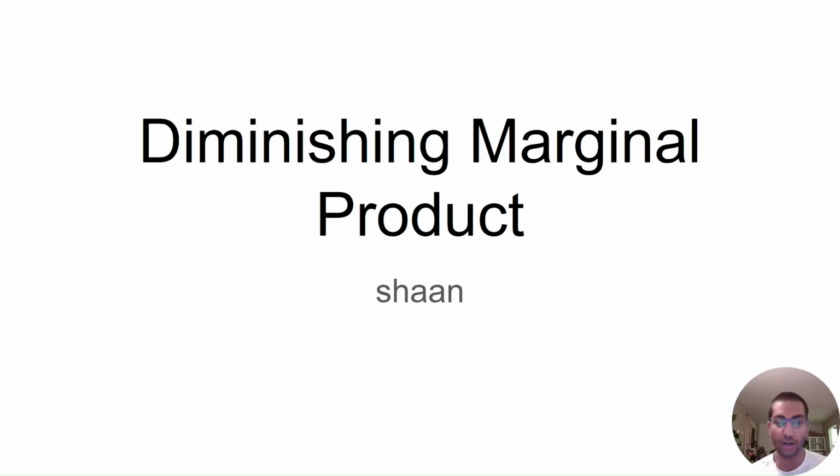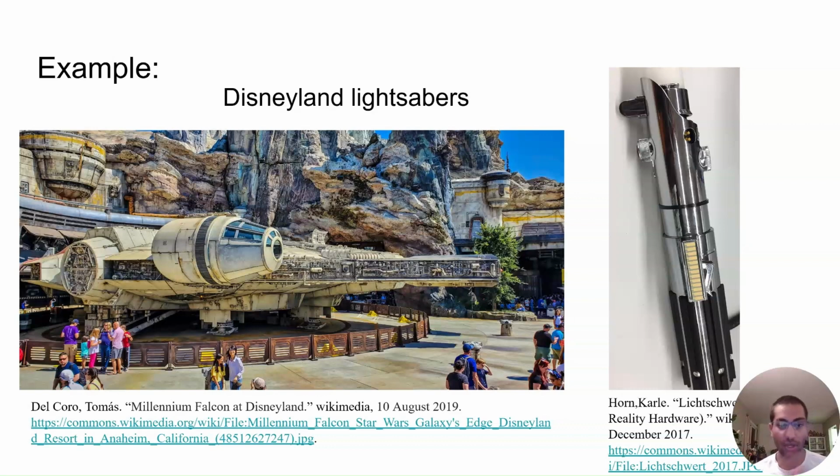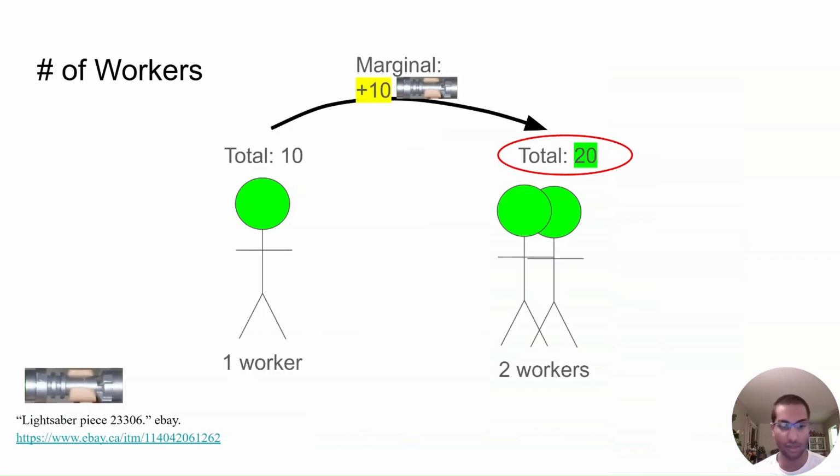Hi, my name is Sean, and today we're going to be talking about diminishing marginal product. So we're going to head straight into our example, lightsabers you can build at Disneyland, Galaxy's Edge. So imagine Disneyland decides to hire additional staff at Galaxy's Edge to help kids build their custom lightsabers.